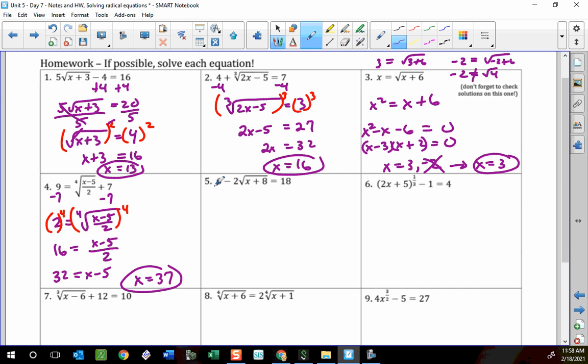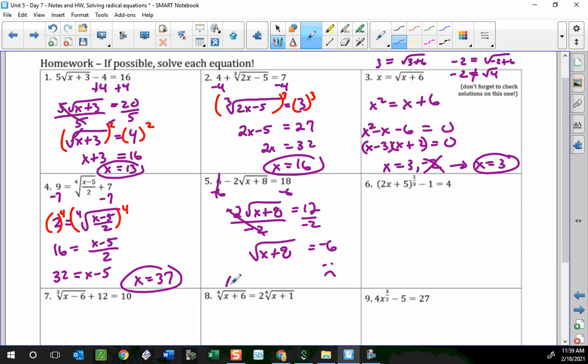All right, and then on number 5, take away 6. So everything's looking good. Negative 2, radical x plus 8 equals 12. So now I'm going to divide by 2. And square root of x plus 8 equals negative 6. That's a no-no. All right, so no solution. Remember, no even root, an even index, square root, 4th root, 6th root, can have a negative answer.